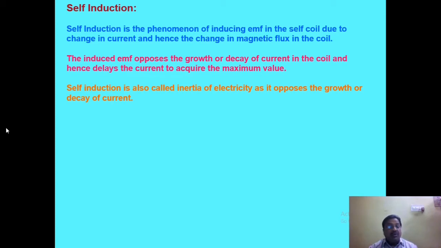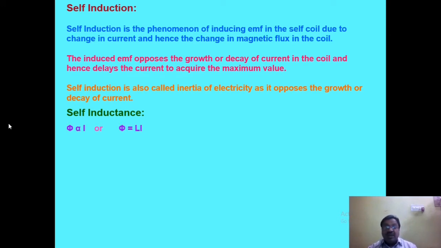One question is commonly asked: why will self-induction be called the inertia of electricity? The reason is that it opposes the growth or decay of current. Hence, it is one type of inertia in electricity. Electrical inertia, you may say. Now, what is self-inductance or coefficient of self-induction?